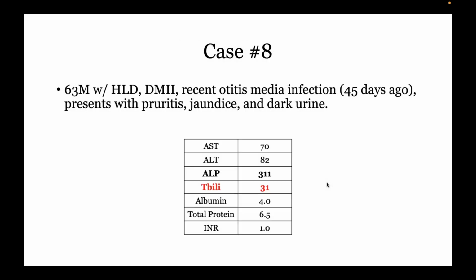All right, move on. Case number 8, a 63-year-old male with hyperlipidemia and type 2 diabetes who recently had otitis media 45 days ago. Now presents with pruritus, jaundice, and dark urine. You do the labs. AST is 70, ALT is 82, ALK-Phos is 311, and the T-bili is 31. And the rest of the labs are normal.